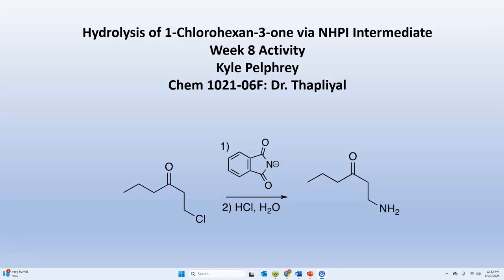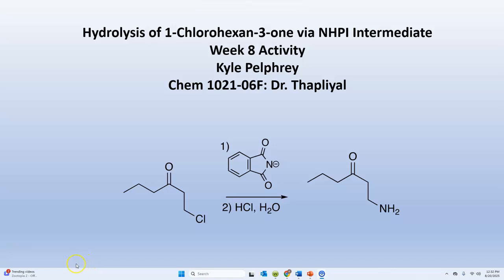Hi, everyone. Today we are going to take a look at the mechanism assigned to me for this week 8 activity. We are going to be looking at the hydrolysis of 1-chlorohexane 3,1 via an NHPI intermediate. We're going to take a look at the mechanism analysis regarding electron flow, regiochemistry, and stereochemistry.